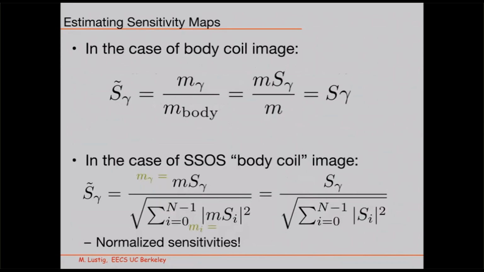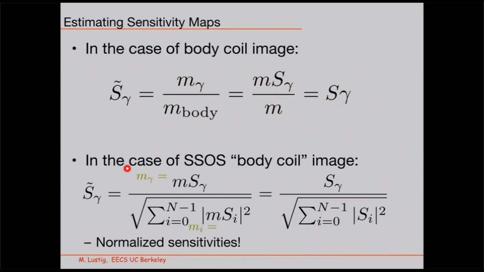Okay, so in the case of the body coil image, the coil sensitivity is coil gamma divided by the image from the body. Now, what is the image in coil gamma? Well, it's the image from the body multiplied by the coil sensitivity of coil gamma. So if you divide by m, then you should be able to get the sensitivity of coil gamma. Does that make sense? Okay.